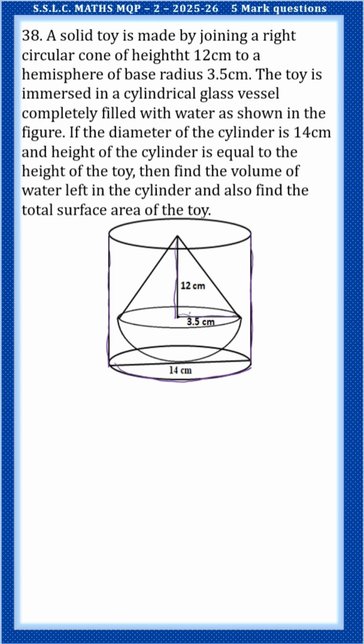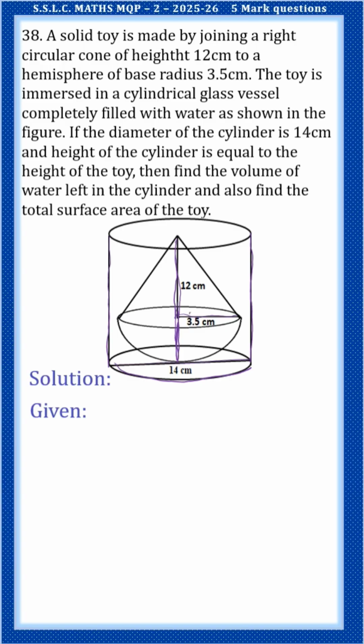If the diameter of the cylinder is 14 cm and the height of the cylinder is equal to the height of the toy. Height of the toy: 12 cm from here to here, and here 3.5. 12 plus 3.5, that is 15.5. So height of the cylinder is 15.5 centimeter. Find the volume of water left in the cylinder and also find the total surface area of the toy. Now let us solve it.